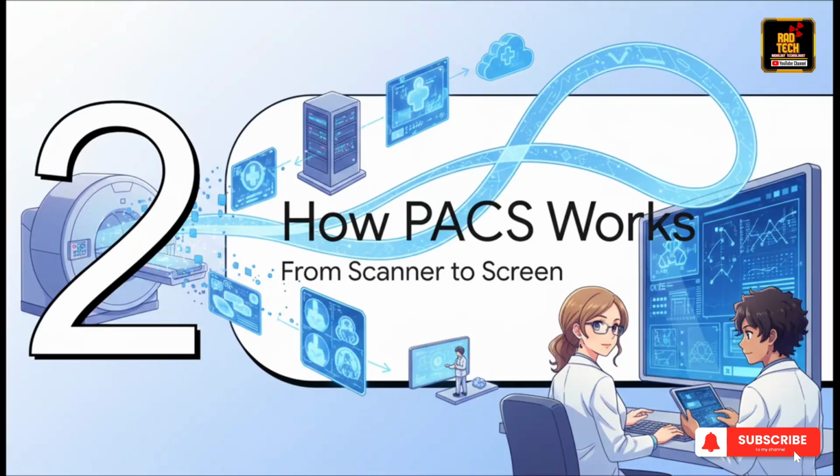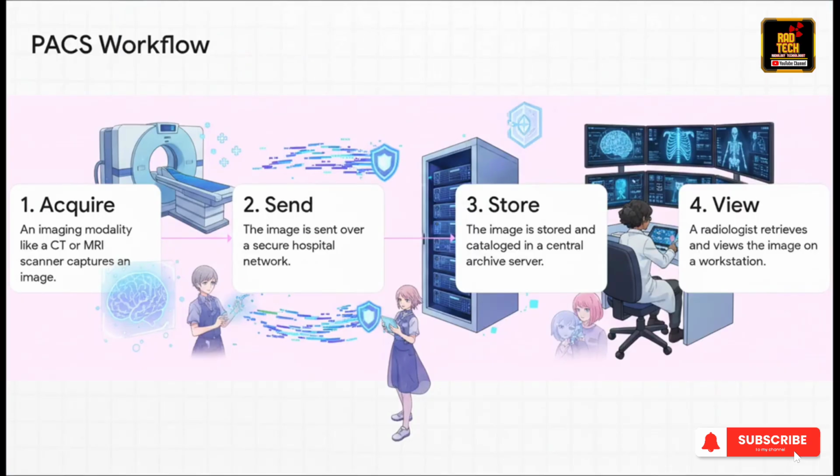So how does this digital library actually function? Let's follow the journey of one of those images right from the moment it's created by the scanner to the second it pops up on a radiologist's screen. The whole thing really boils down to 4 simple steps. First, the image is acquired by a machine. Second, it's sent across a secure network. Third, it's stored in a central archive. And fourth, it's viewed on a special computer. Acquire, send, store, and view. That's the core of it right there.